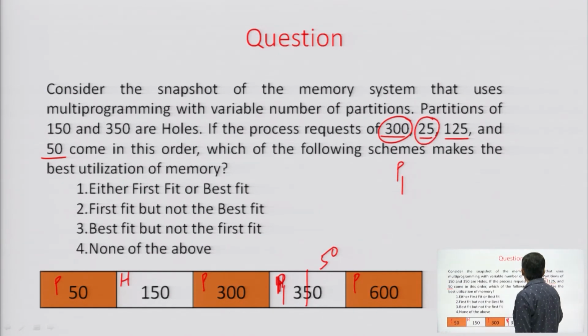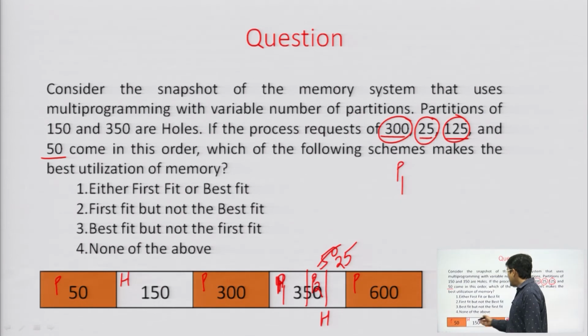Then let us say a 25 size process comes. I can accommodate 25 either here in 150 or in 50, there are two holes. Since we are referring to the best fit scheme, we will go for the 50 size partition. So, let us accommodate P2 here and there will be a hole again of size 25. Then we have a 125 size process, let us say this is P3. P3 can go either in 150 or 25, so obviously P3 will go to 150 only. Let us accommodate P3 here. There will be a wastage of 25 space here, this will be a hole.